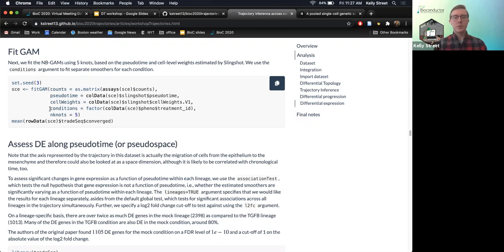But otherwise, all we're doing is, like I said before, we're fitting a NB-GAM model. We have the original counts, which somebody asked about. We have the pseudotime. We have the weights, which are not particularly interesting in this case because everything is assigned to this only single trajectory that there is. And then we have the conditions and the number of knots.